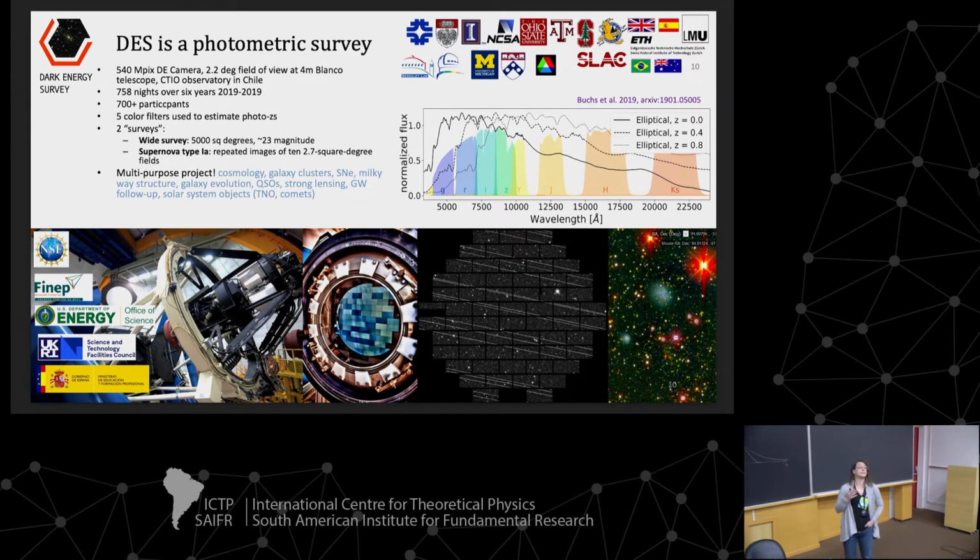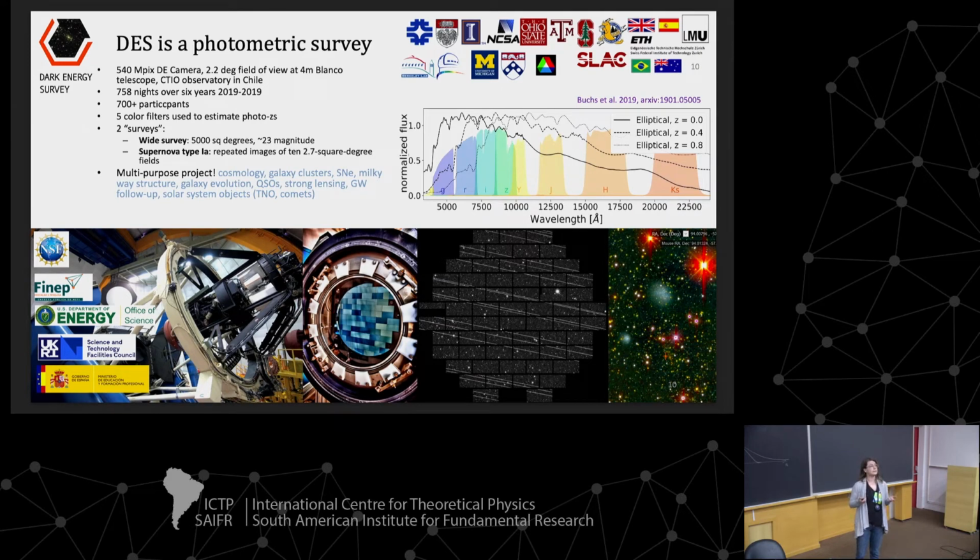So DES is specifically an imaging survey, or sometimes we say a photometric survey. That means, in contrast to pointing an optical fiber at each galaxy and getting a really good redshift measurement, we're taking images of the sky with a giant digital camera on a telescope. That means that we can observe a lot of galaxies and we can get information about their shapes.